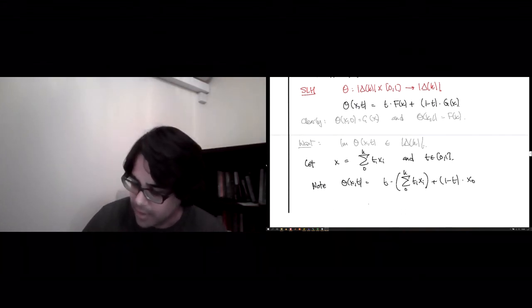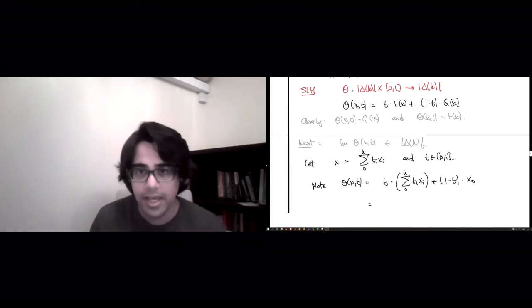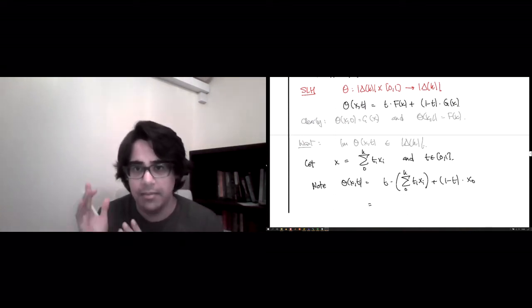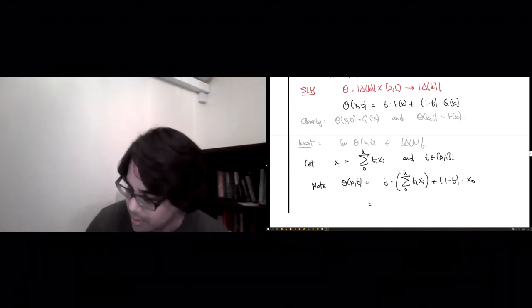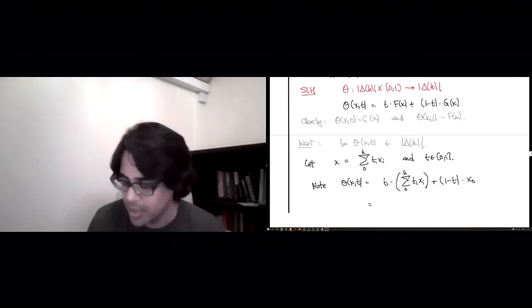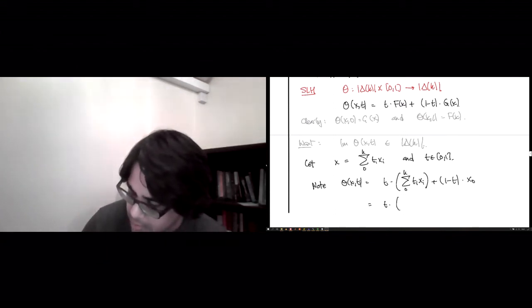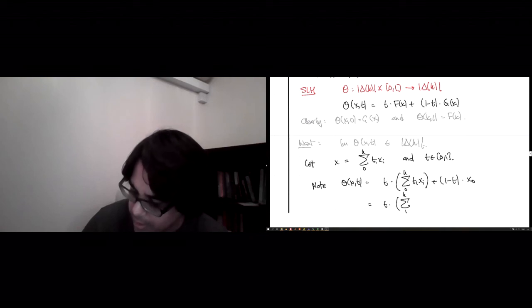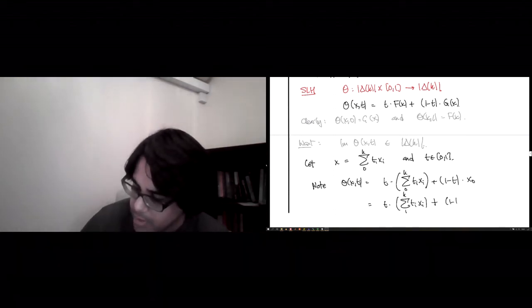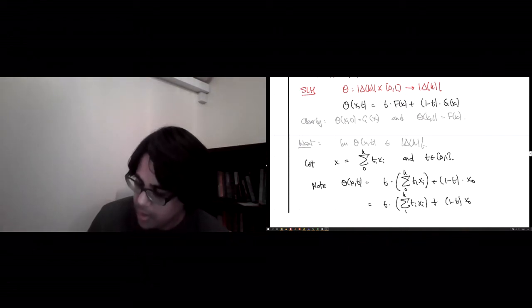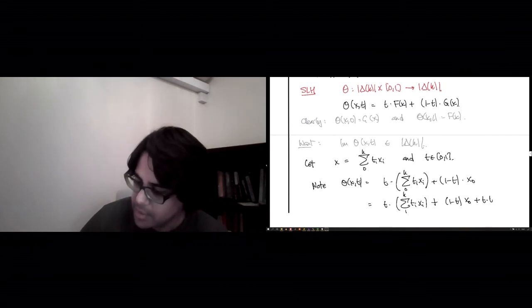Okay, so let's collect the coefficients. On the left side, you have all of them added up, so t times t_i x_i. On the right-hand side, you only have x_0. So you should collect the x_0 terms together, and the non-x_0 terms together. So this is going to be t times the sum from 1 to k of t_i x_i, plus (1 minus t) x_0. And what are we missing? Well, plus t times t_0 x_0.